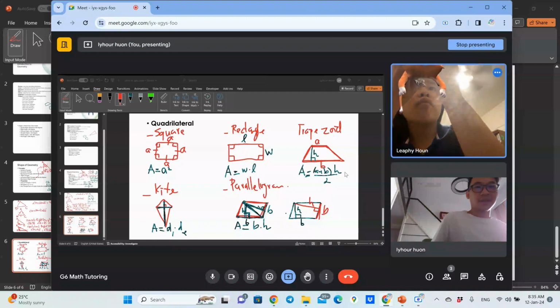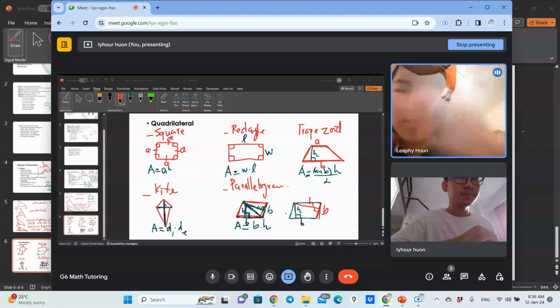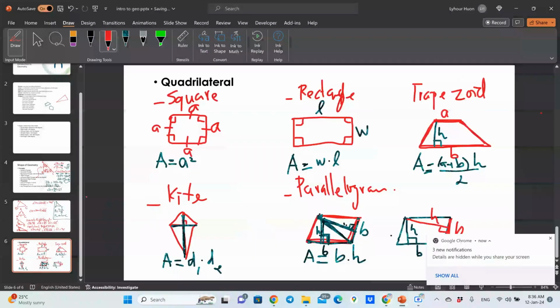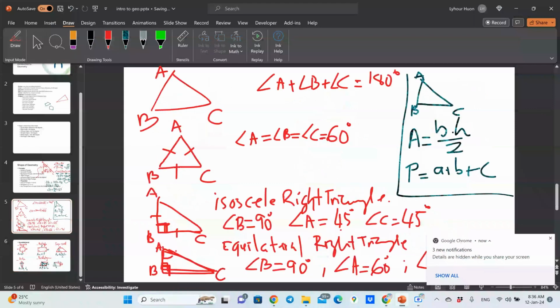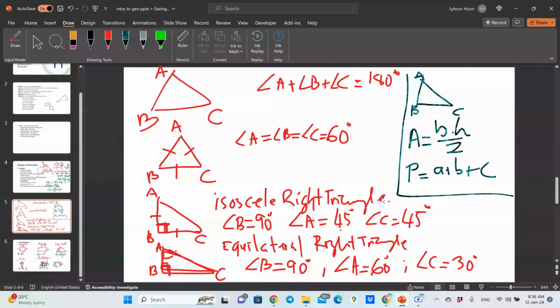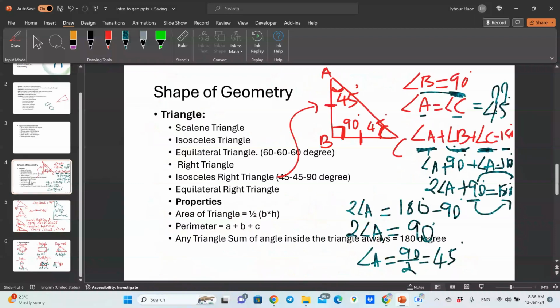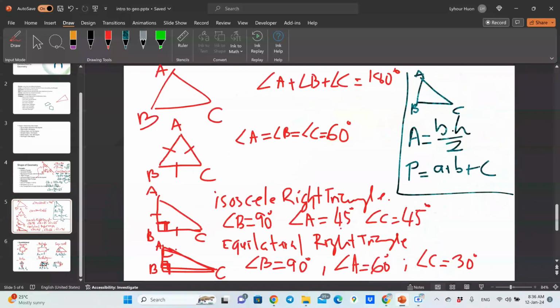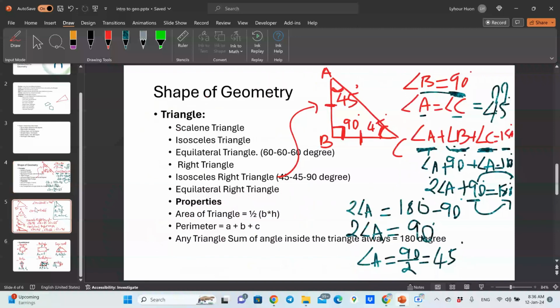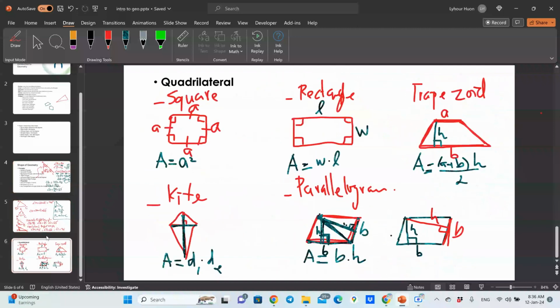Can you go to the other sides for a second? Just like the previous two sides, the triangle, right? This one. And then the other one? The other one is here. All good. So shapes of geometry. This is a quadrilateral. Okay, this is our area.